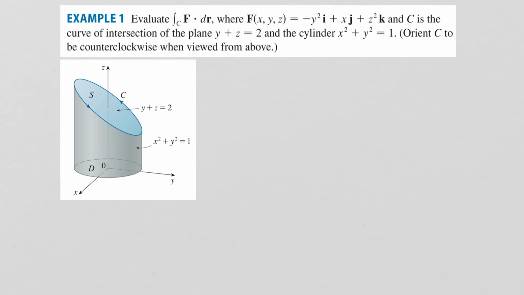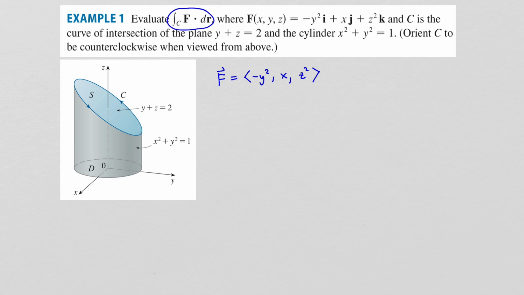First, let's evaluate the integral along the curve. In other words, let's not use Stokes' theorem. Let's simply evaluate this. Our function F is negative y squared, x, z squared. Then we need our parameterization r. If you imagine being on this curve, we know that x and y have to satisfy being on the unit circle down below.